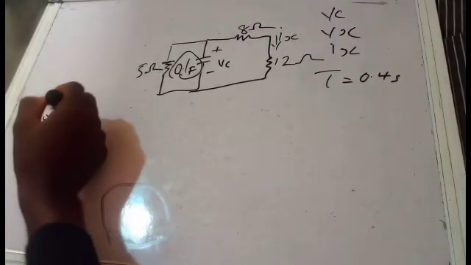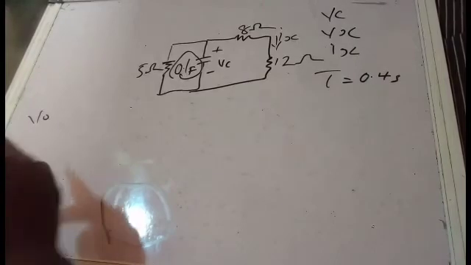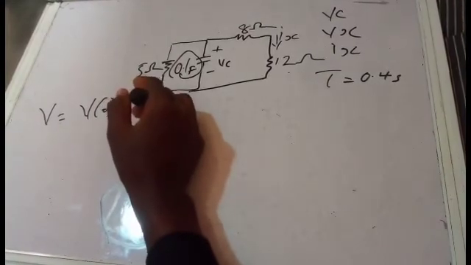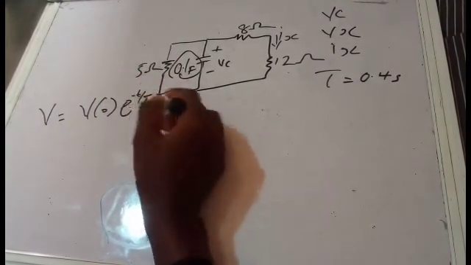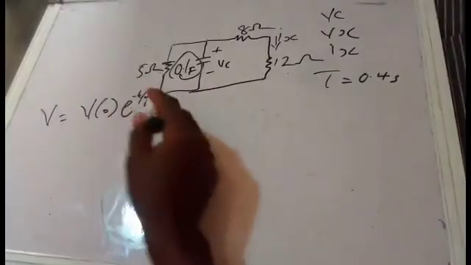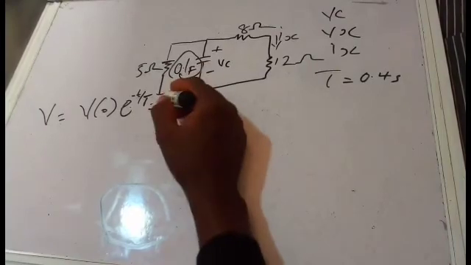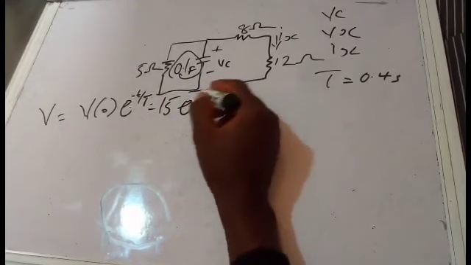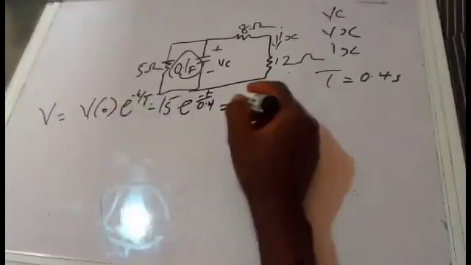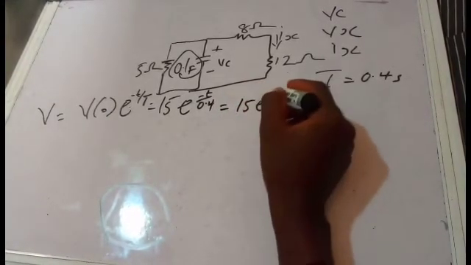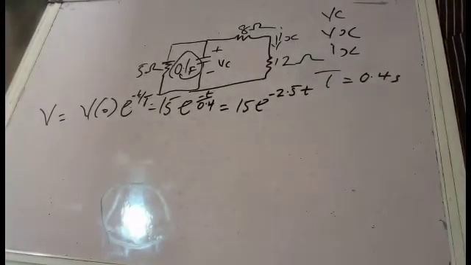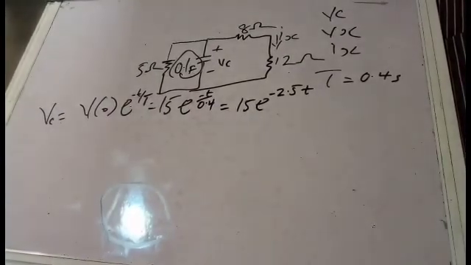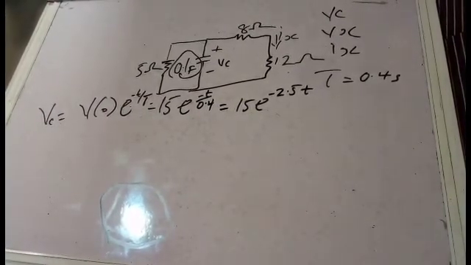Now our voltage v is equal to V0 e to the power of minus t over tau. Remember the identity. We said that our voltage is equal to 15 e to the power of minus t, time being what we don't know, over our time constant, which is 0.4. Solving this gives us 15 e to the power of minus 2.5t. This now becomes our VC, our voltage across the capacitance.